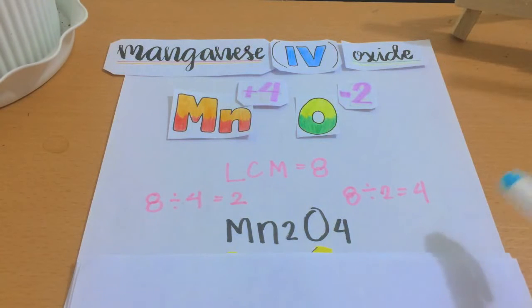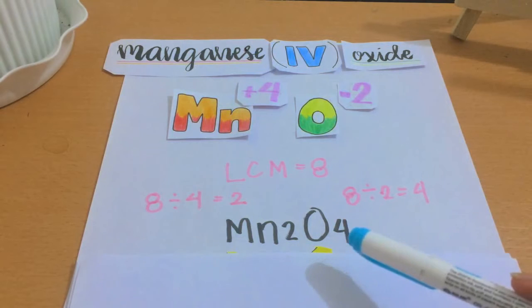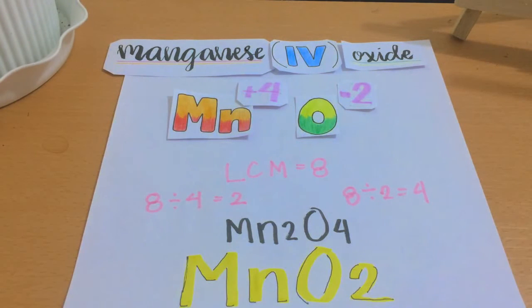It means that the answer is Mn2O4. But as you can see, we can still simplify it to MnO2. So, the overall answer or the formula of manganese 4 oxide will be MnO2.